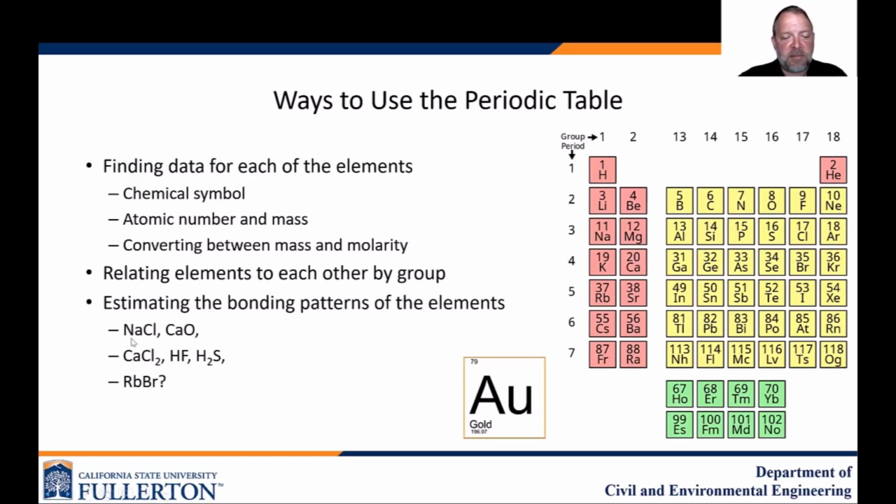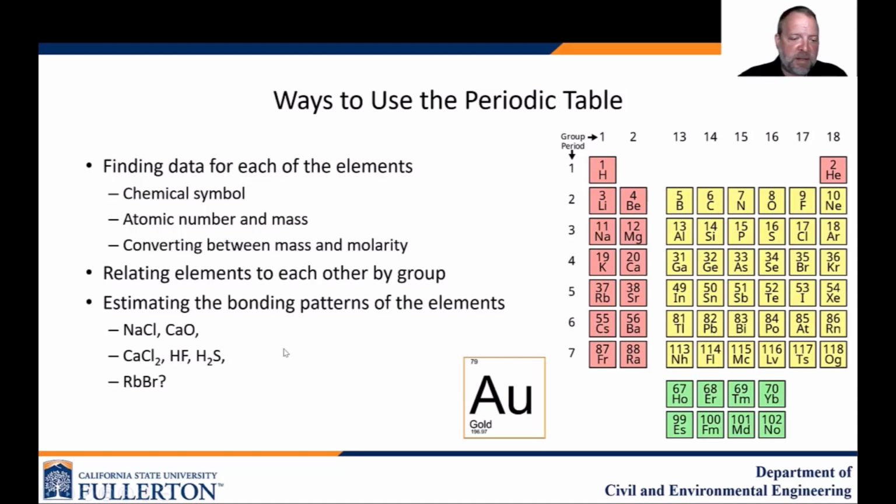But something like sodium chloride, it's a 1-to-1 bonding ratio. Calcium oxide, oxygen has a vacancy for 2 electrons. Calcium has 2 spare electrons. So you get about a 1-to-1 ratio there too. Something like calcium chloride, again, we said this is a 2-to-1 ratio. And then something like sulfur, H2S, it has a 2-to-1 ratio as well.